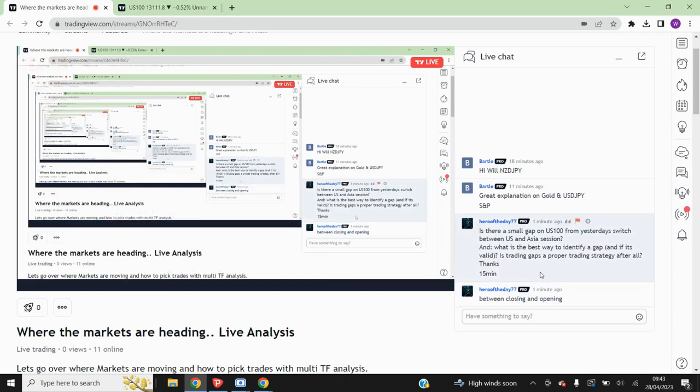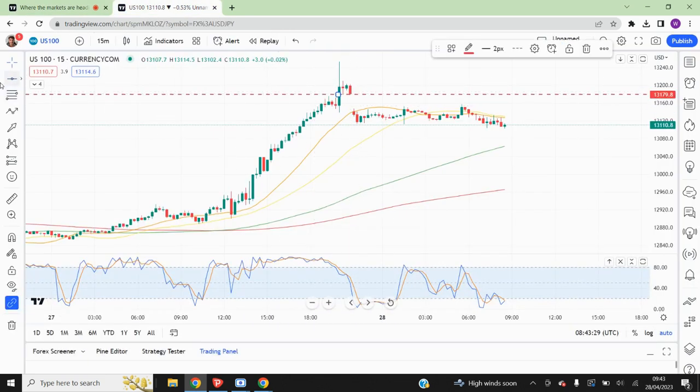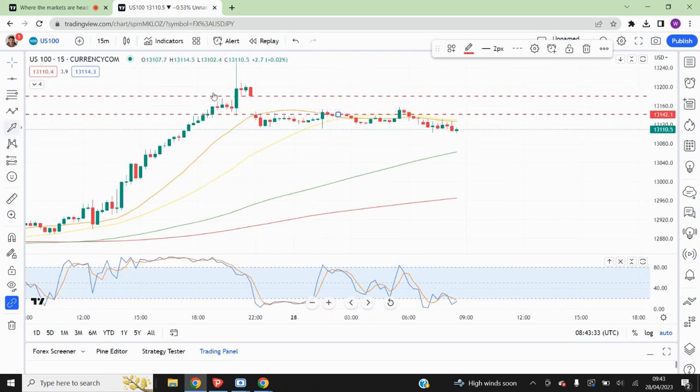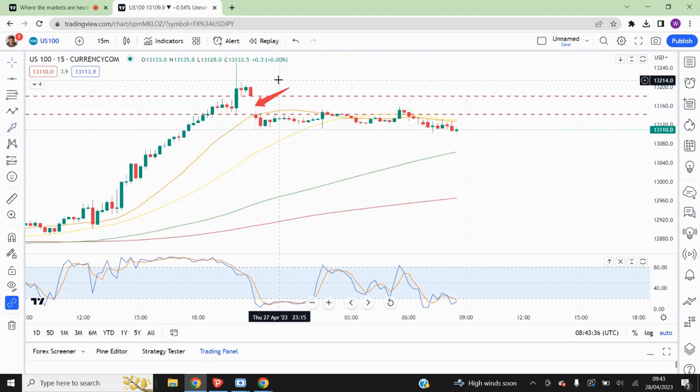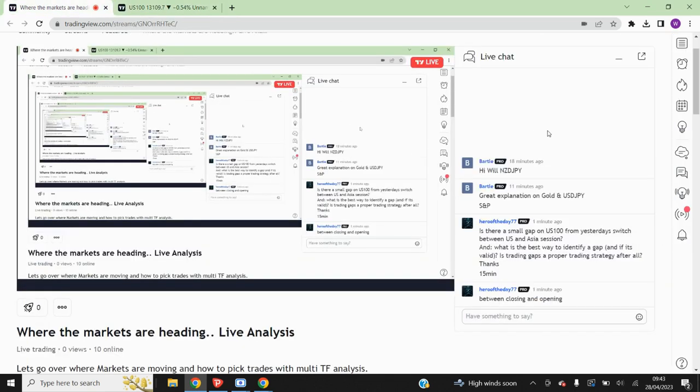So I hope that answers your question. What is the best way to identify it? Well, you can see from that there's a white space in between. That's the best way to identify it. But no, I'm not looking for it to close or anything. I'm not saying that doesn't work. I'm sure it does. Sometimes I'll use that as a factor in my bias, but not solely on its own. I wouldn't do that. So I hope that helps.